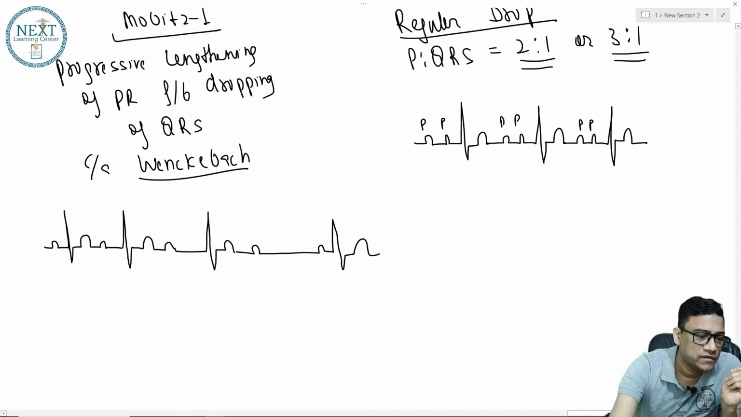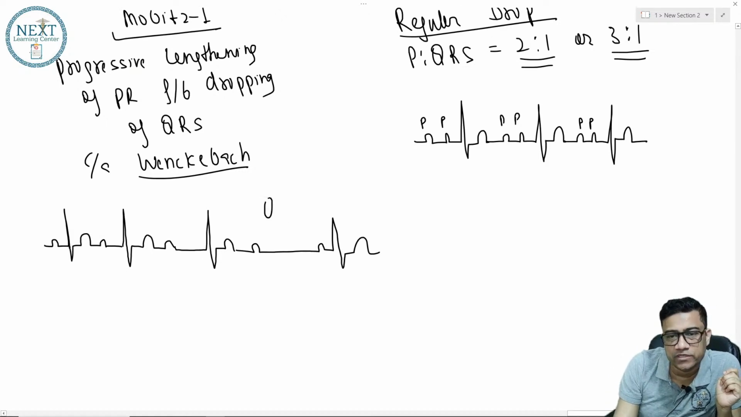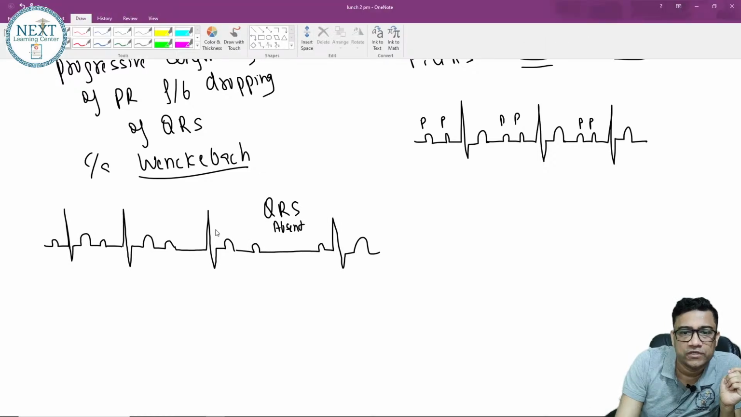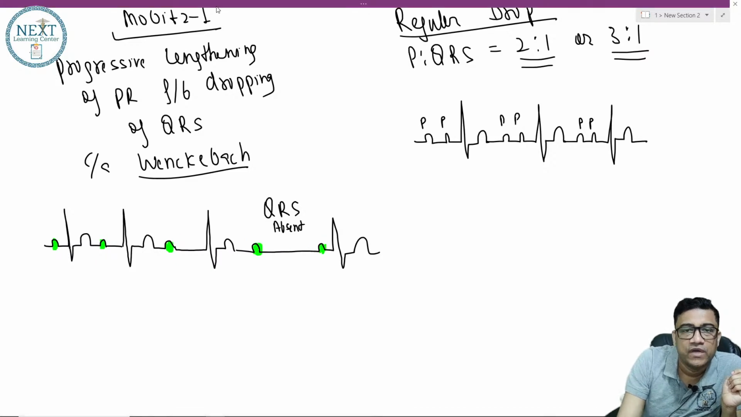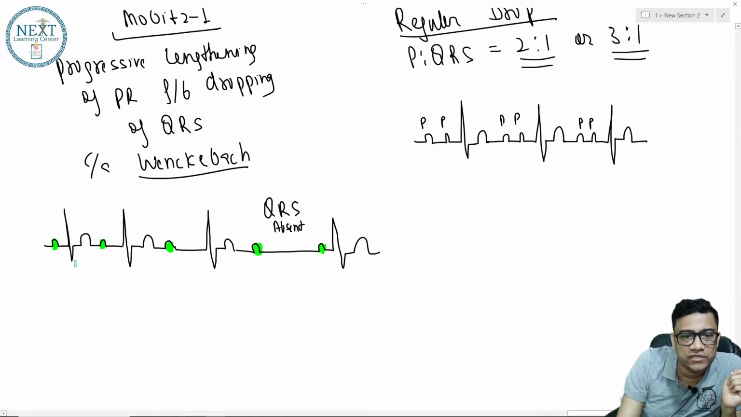So what do you see here? See here QRS is absent. This is P wave. So let's label the P waves. P wave, P wave, P wave, P wave, P wave. And this is the QRS interval.